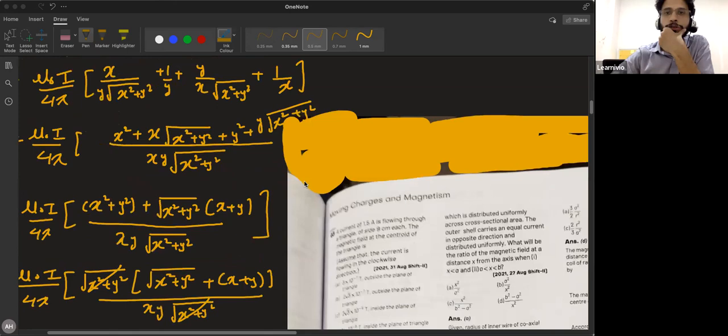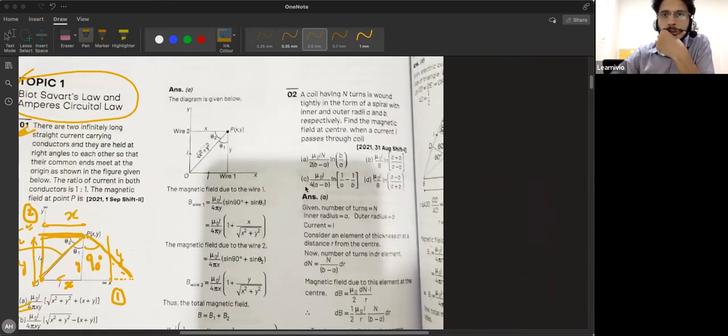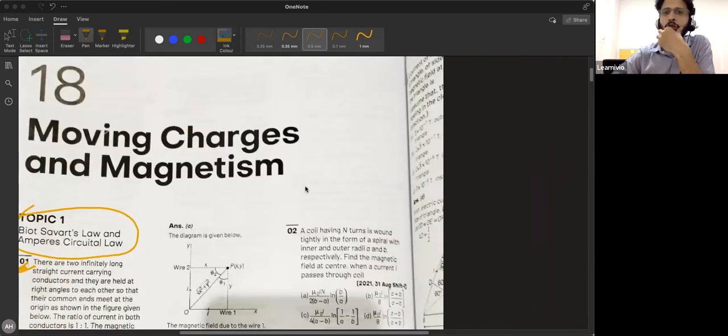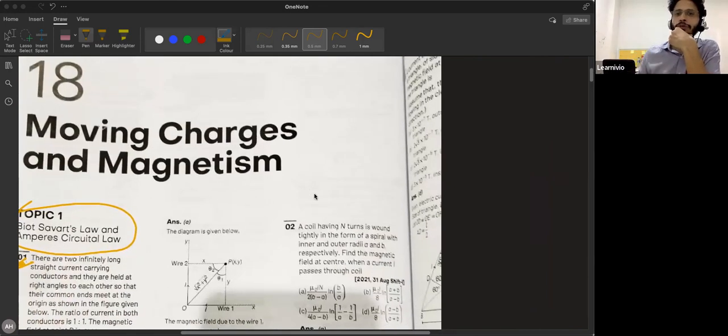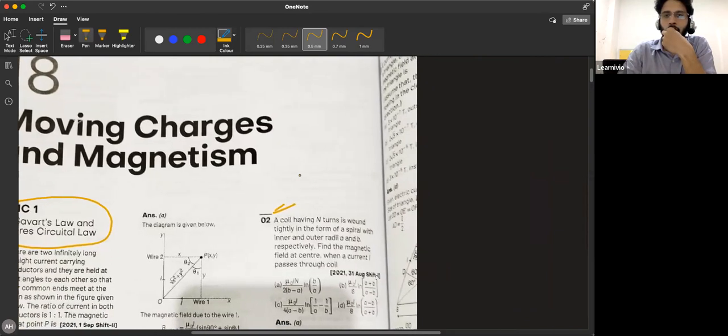Okay, let's solve the next question. The next is a coil having n turns. Yeah, this is a small question. Question number 2. Do it yourself. It came last year, 2021, 31st August. At least write down the question. I'll solve it. Please at least write down the question.